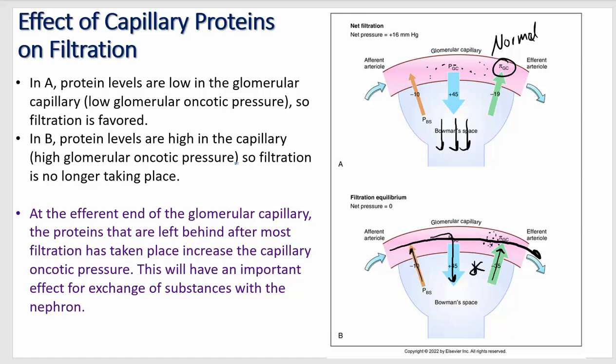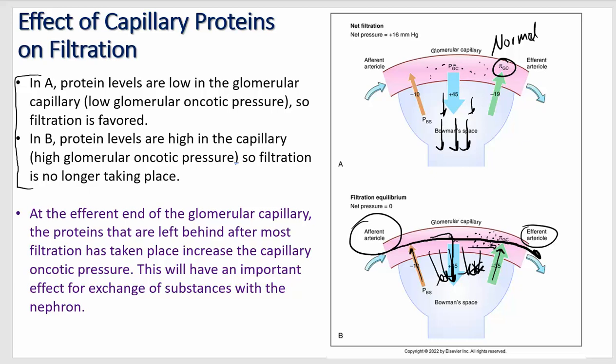So no filtration. So this is what I just went through. In A, protein levels are low, so you have an overall filtration movement through. In B, protein levels are high, and so you have no net filtration. So at the efferent end, if this is our afferent arteriole, what's happened is you've lost a lot of fluid. You're losing a lot of fluid here, and you're leaving behind all those proteins. So as it moves through the glomerulus, your particle concentration is getting higher and higher until you can't even push fluid out anymore.